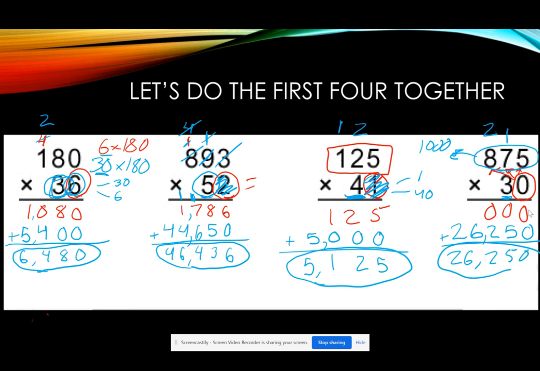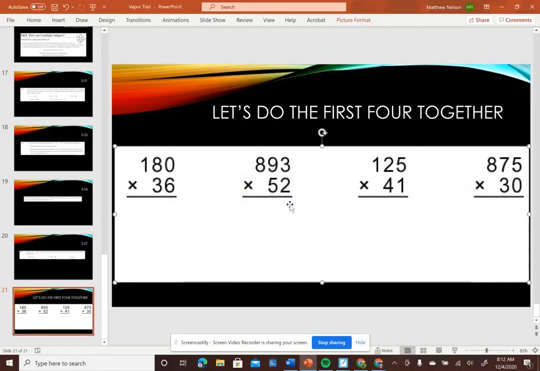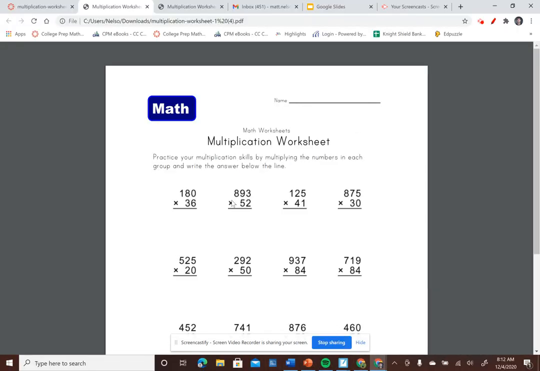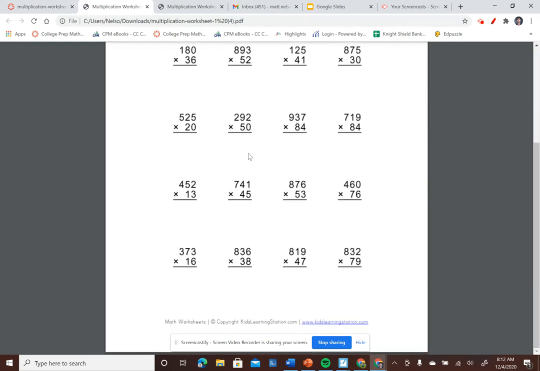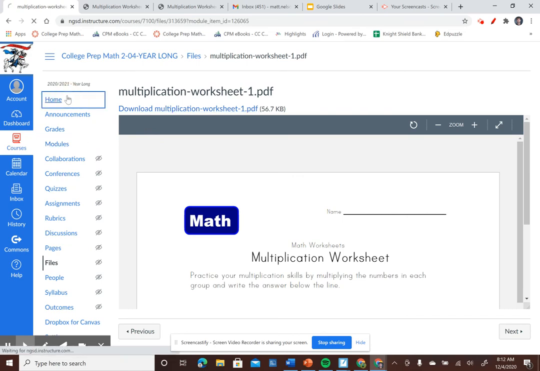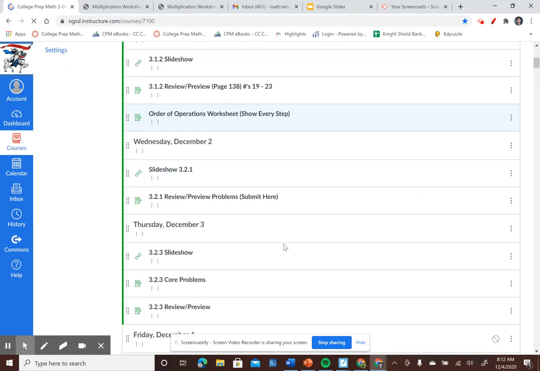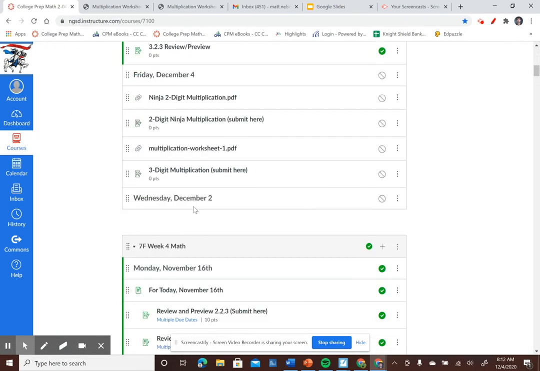All right, hopefully this helps. You guys have the rest of the worksheet to complete on your own. So one more time, you're going to hop back right here to the worksheet. You're going to complete the next 3 rows on your own, and then you are going to submit that worksheet back here in Canvas, right under 3-digit multiplication, submit here, and then you will be complete for the day.